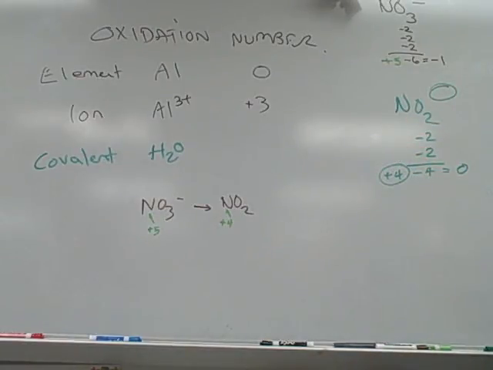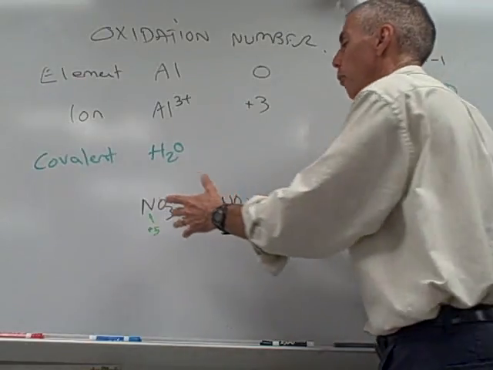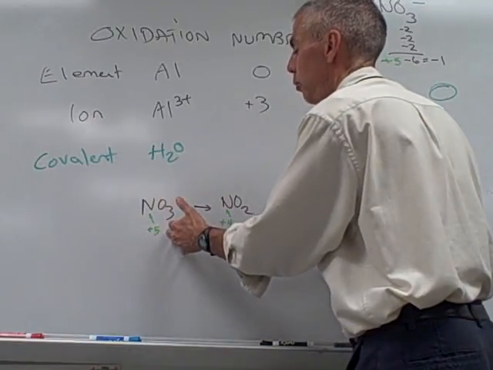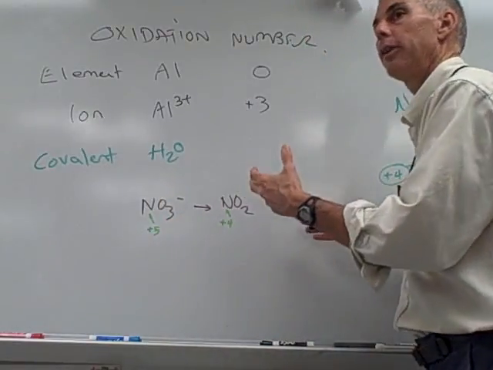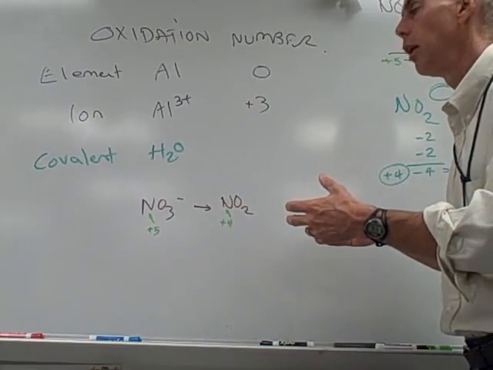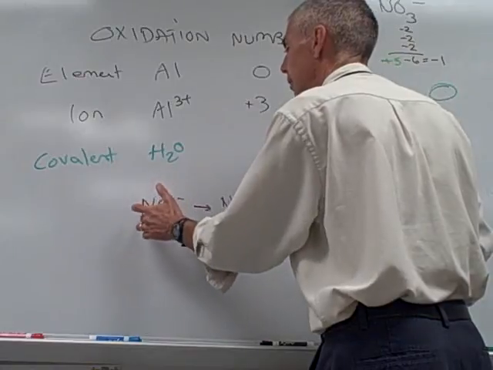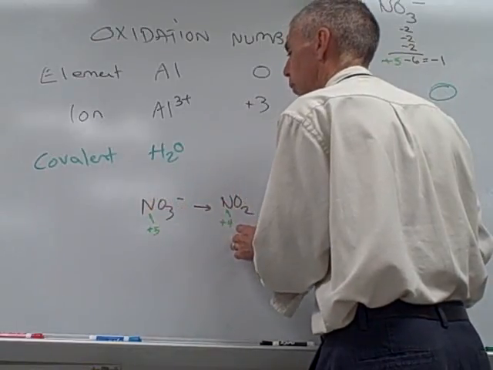So the redox for NO3 minus to NO2, the nitrogen is the element that has been reduced or oxidized. We've changed compounds from one to another. This was a colorless ionic solution, and this was that funky brown gas that you saw, right? So it has changed its oxidation number from +5 to +4.